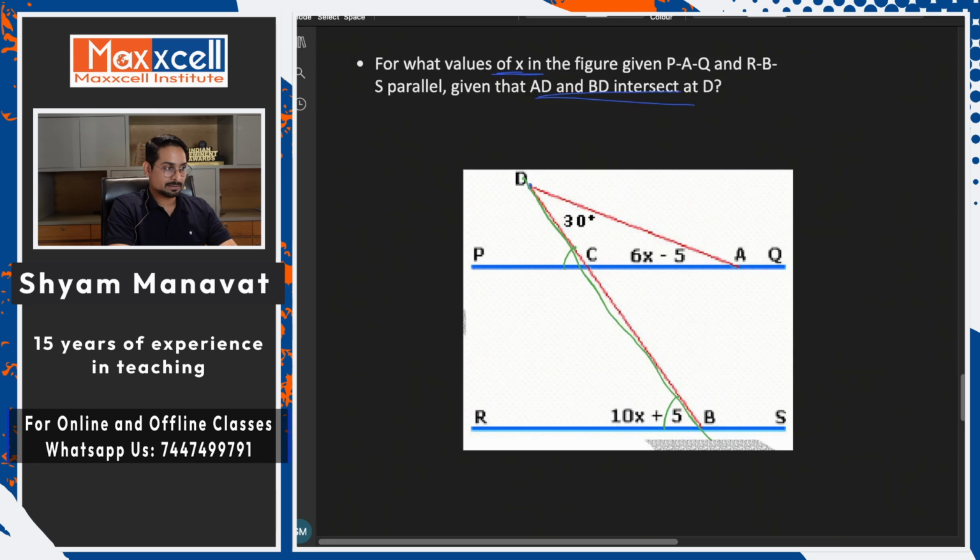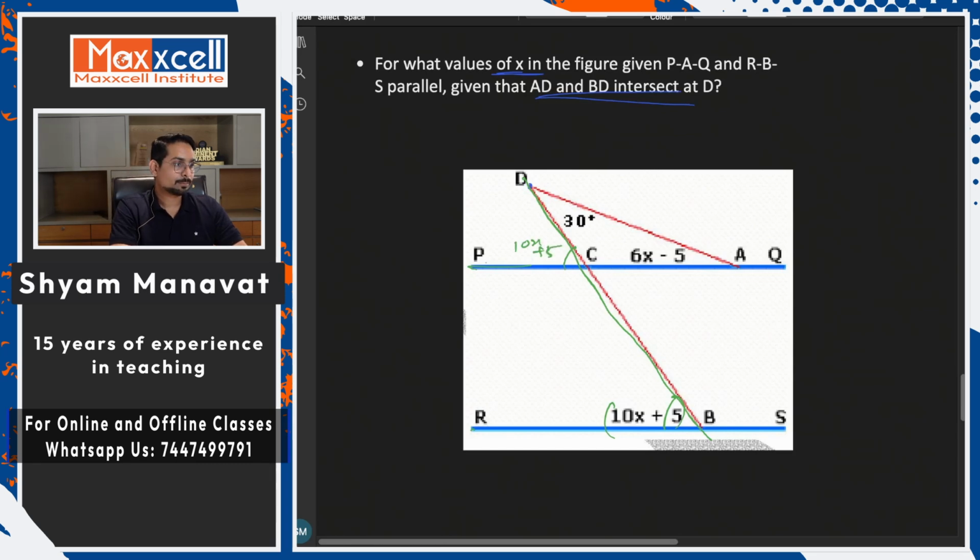In the transversal system here, you have P, Q and R as the parallel lines. And if I consider BD to be a transversal, then acute angles are equal. So here we have 10x plus 5, here we will also get 10x plus 5. Do you agree? Yes, no?